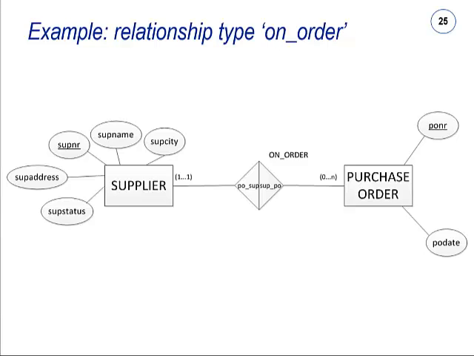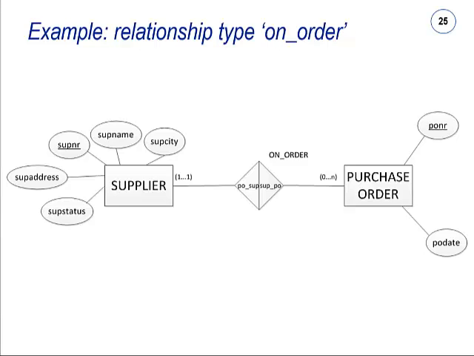The name of the relationship type is on order. A supplier can have minimum 0, maximum n purchase orders on order. The minimum cardinality is 0, the maximum cardinality is n. A purchase order is on order with minimum 1, maximum n.